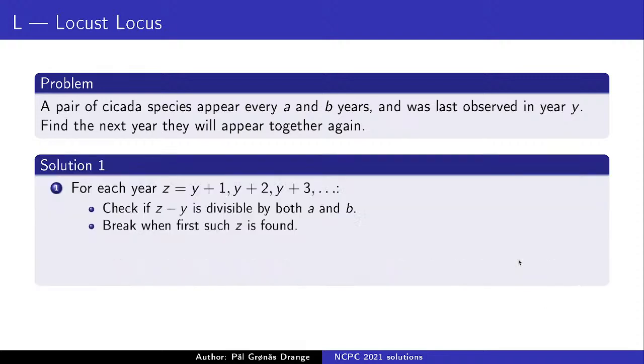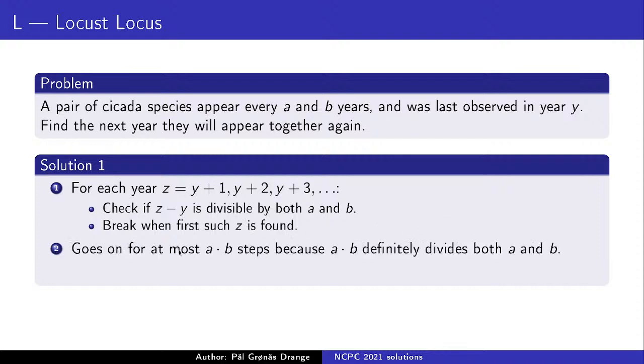One simple solution here is just to brute force, to try all possible answers until it's found. So you just try each year z from y plus 1, y plus 2, y plus 3 and upwards, and then you check if the difference between z and y is divisible by both a and b, and you break when the first such z is found, because that's the first year when they reappear.